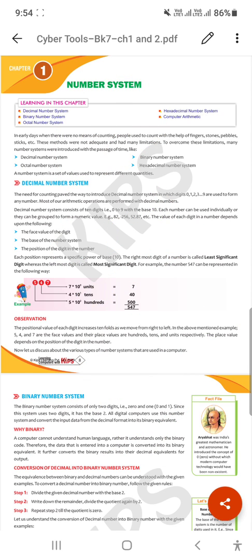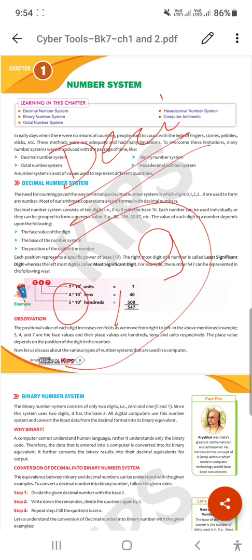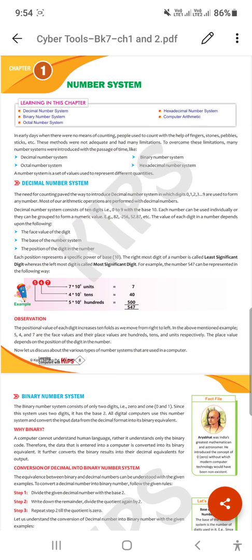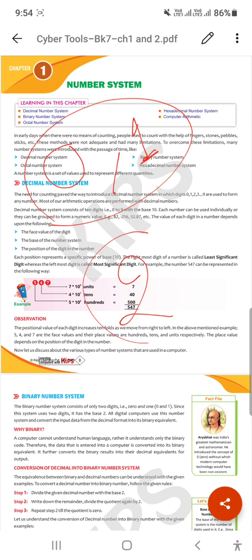In day-to-day life, in mathematics, we just use the decimal number system. In this number system, there are a total of 10 different digits, 0 to 9. That's why the base of the decimal number system is 10, right? Similarly, in the binary number system there are only 0 and 1, a total of 2 different digits, so the base is 2, right?